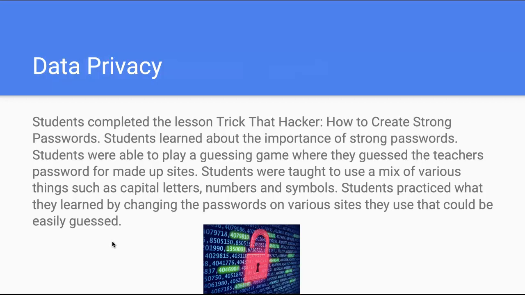However, with most student softwares, they do not have to create their own passwords. So we decided to do this as a game, and then students were able to recreate some of their passwords for sites where they did create their own passwords. And students learned how to make longer and stronger passwords and even passphrases so that they could avoid getting hacked.